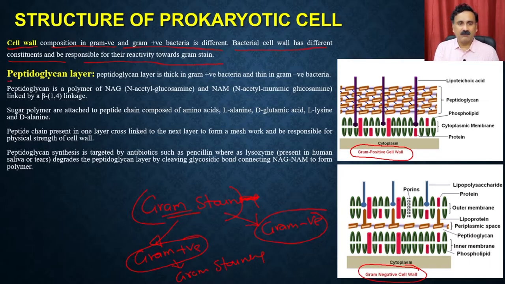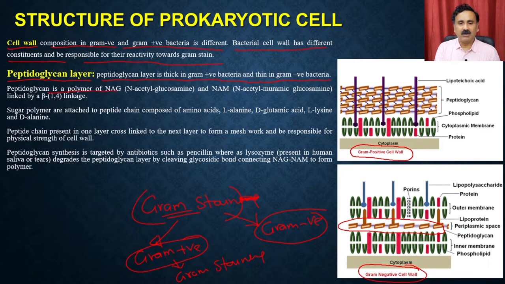The outermost layer that you have is the peptidoglycan layer. So this is the peptidoglycan layer that you see here. The peptidoglycan layer is very thick in the case of gram-positive bacteria. You see multiple layers present in gram-positive bacteria, whereas it is very thin in the case of gram-negative bacteria. And because of this only, they have a differential response towards the gram staining.